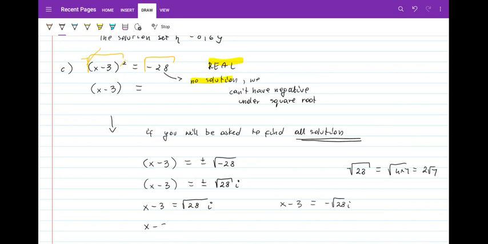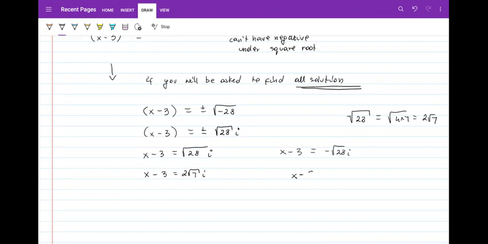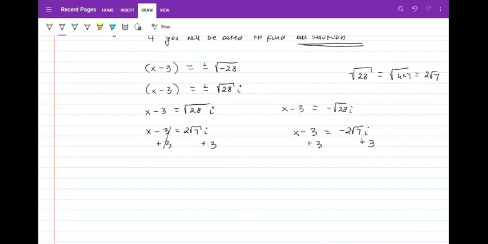So we have x minus 3 equal to square root of 7i. And here we have x minus 3 equal to negative 2 square root of 7i. So you will add 3 to both sides. In the second equation also you will add 3 to both sides. And that will give you that x is equal to radical 7i plus 3. That will be the first solution.